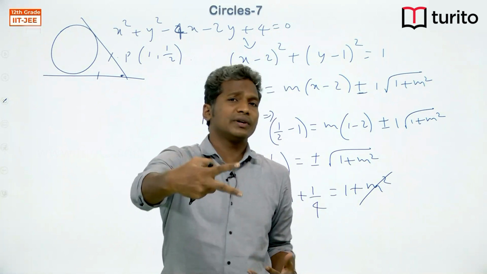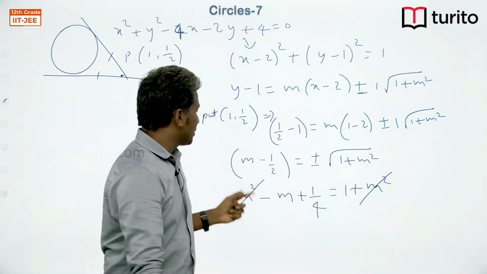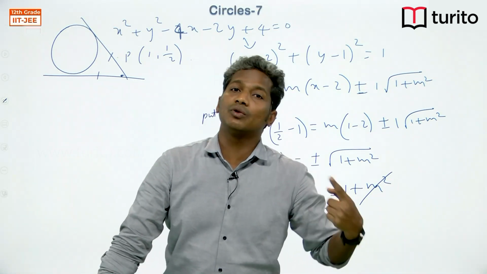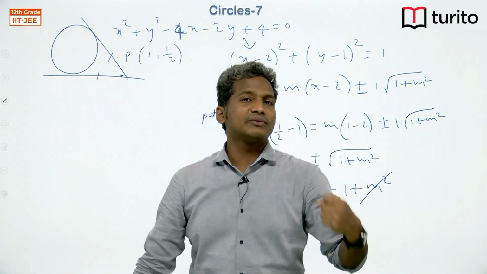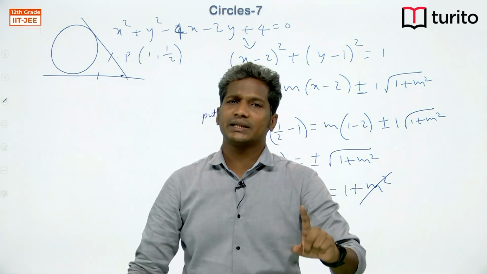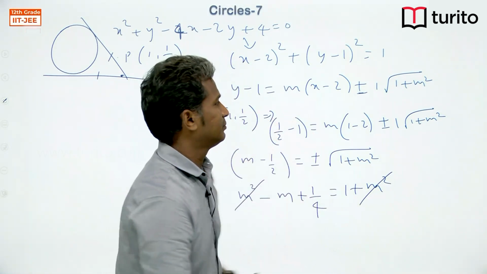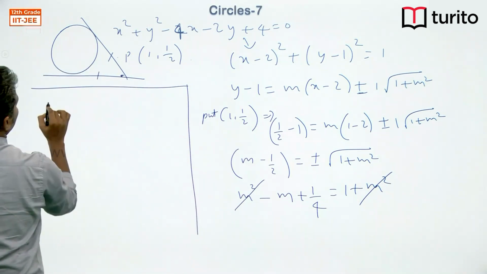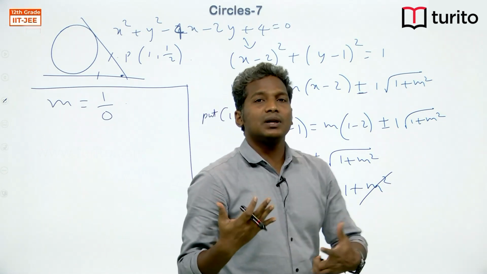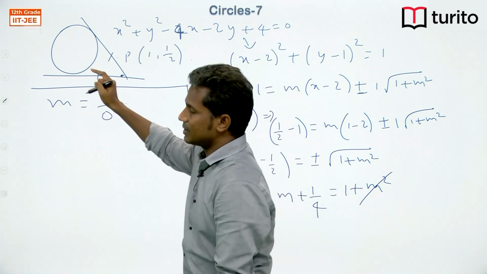We are supposed to get two different tangents. We know that because the point is outside the circle. But because m square got cancelled, we were supposed to get two slopes, but now one slope is cancelled. So if m square gets cancelled, then we missed one slope. If such a case arises, please remember that the slope that you missed is 1 by 0. The slope that you missed is 1 by 0. 1 by 0 slope means the line is parallel to y-axis. Okay, so there is one line that we have just missed here.